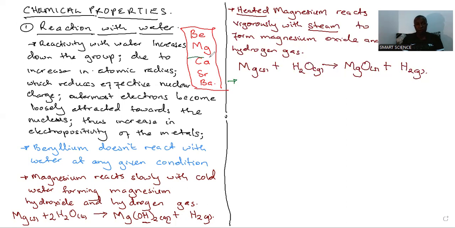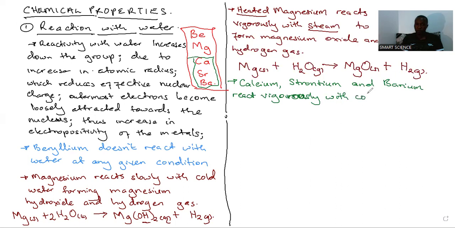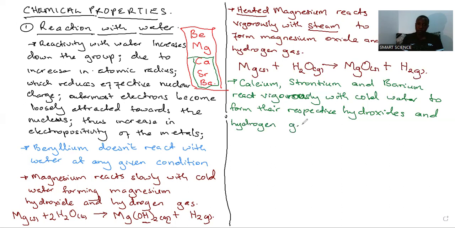If we look at the last category, which has calcium, strontium, and barium, these ones react vigorously with cold water to form their respective hydroxides, and definitely to also form hydrogen, which is a gas.